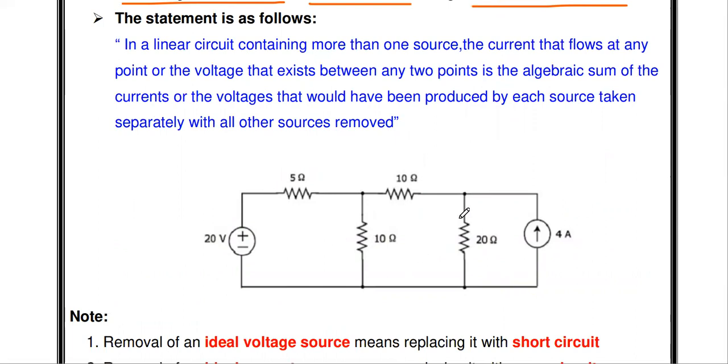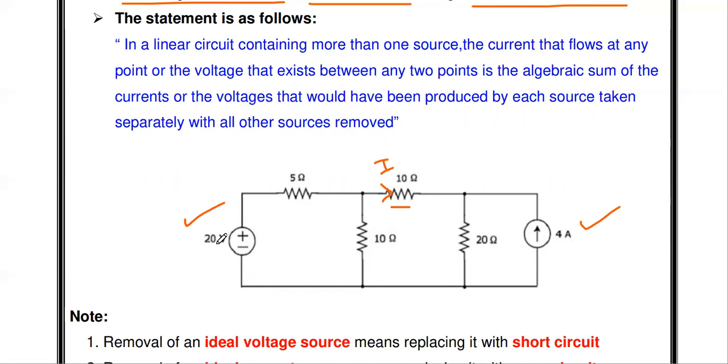For example, to explain the superposition principle, I am taking one circuit. In this there are two sources. One is a voltage source of 20 volts, and the other is a current source of 4 amps. The question is to find the current flowing through this 10 ohm resistor.